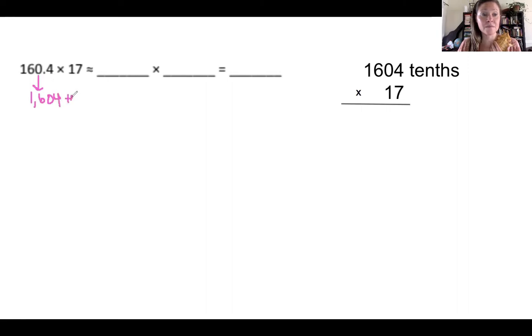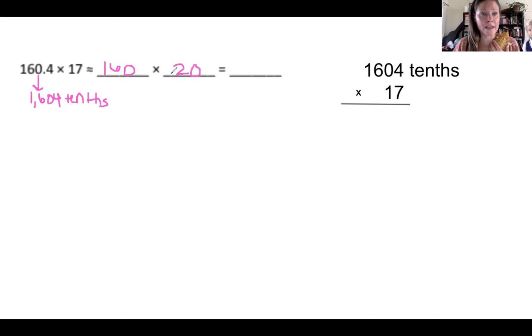Sorry, it'll take me a minute. Get this written. It looks a little wacky, but you know what I'm saying. Okay, so we have 1,604 tenths times 17. Well, if we're going to estimate, let's go back to 160.4, which would round to 160. And 17 is going to round closer to 20. Now you could round 160.4 up to 200, but 160 is going to get us a closer estimate.